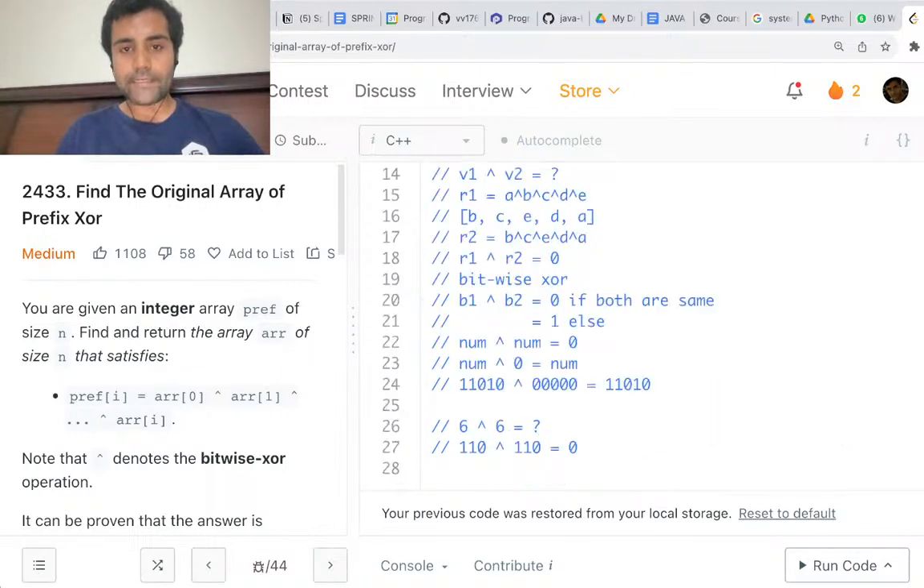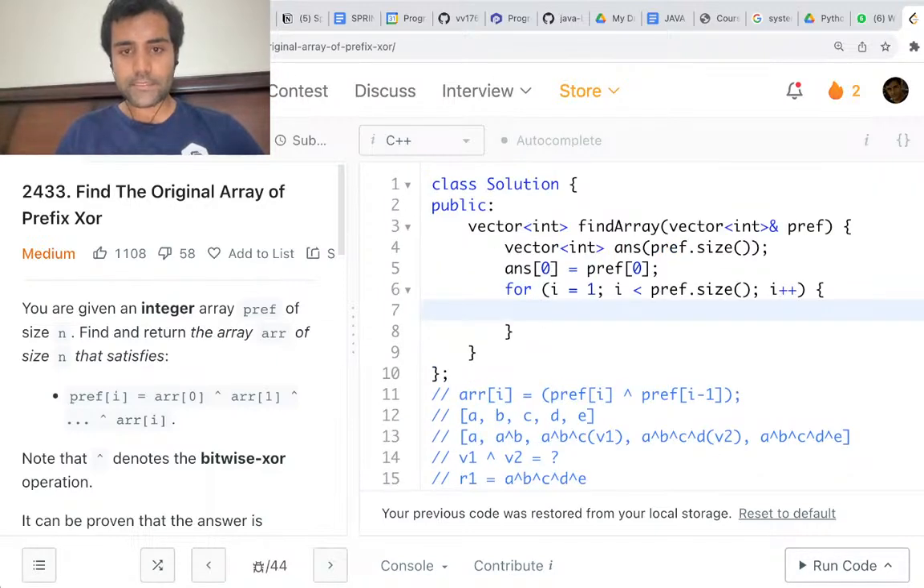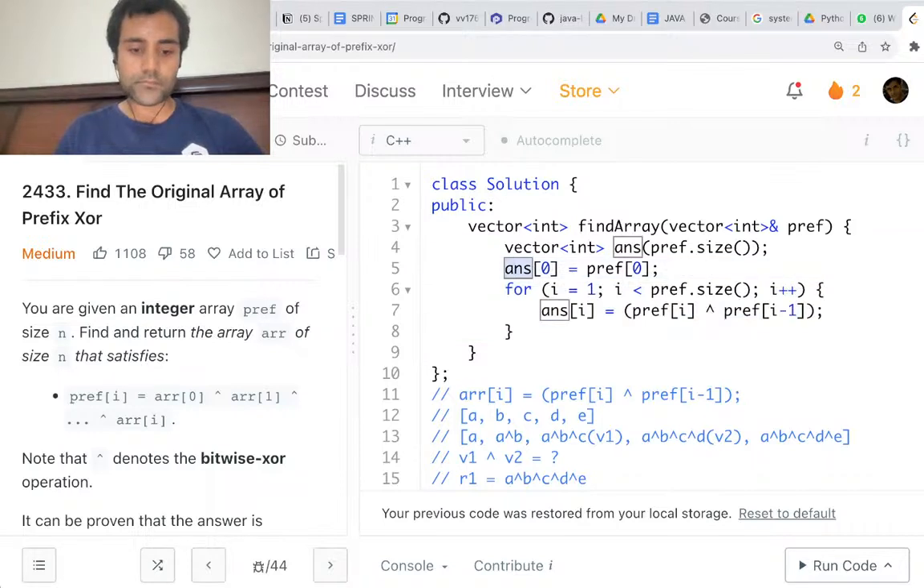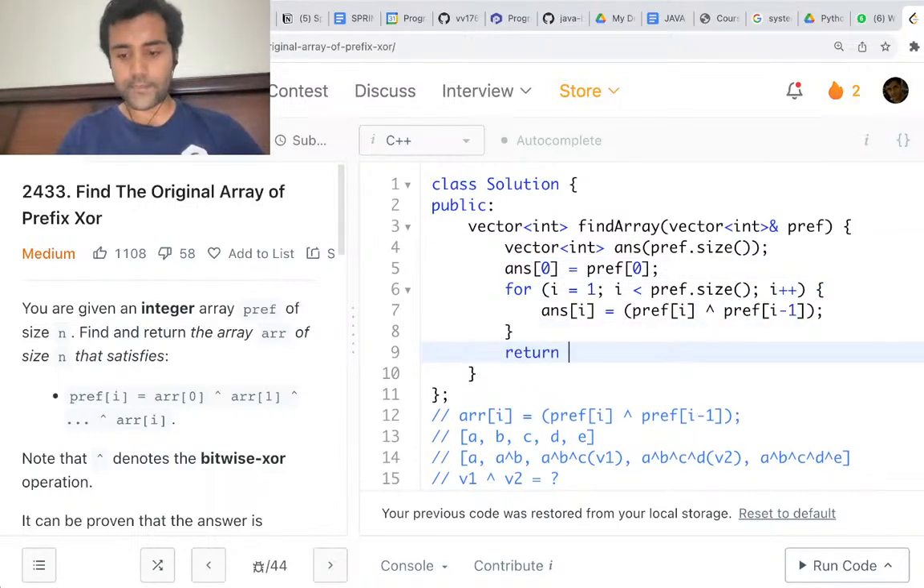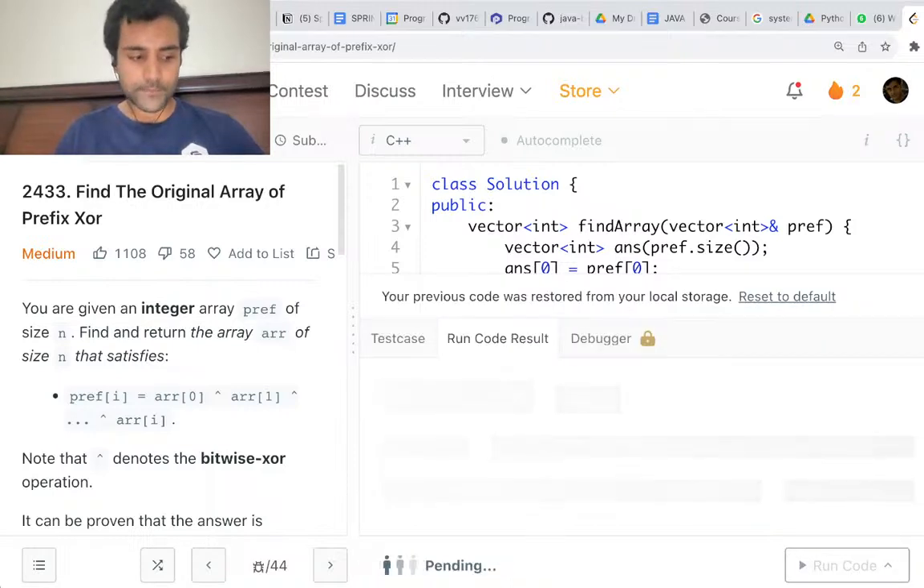So we concluded this idea, right? Based on this idea, I can say that my answer of I is going to be the XOR of prefix I and prefix I minus 1. That's it. Now once this loop is over, my answer would have been populated with the deserving values, so I can finally just return it and expect the job to be done.